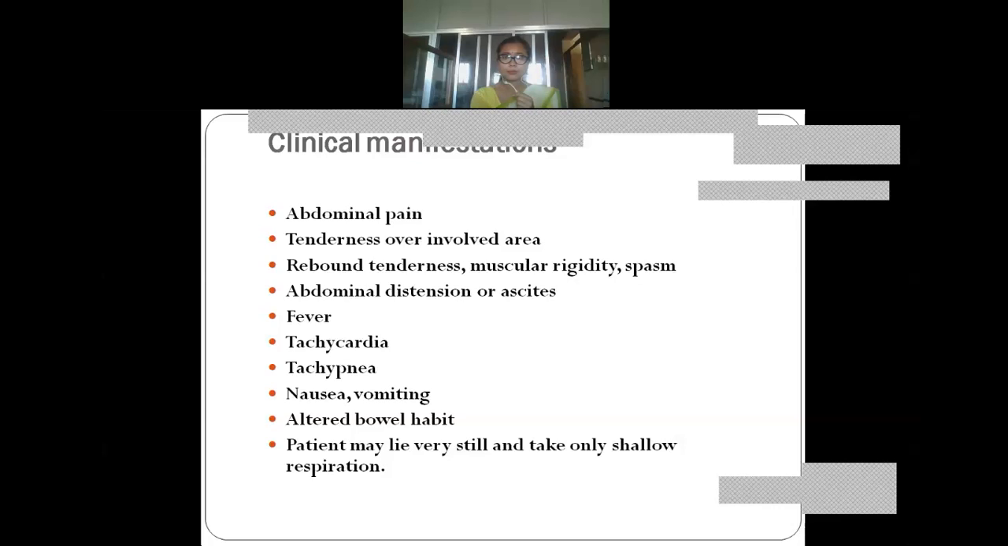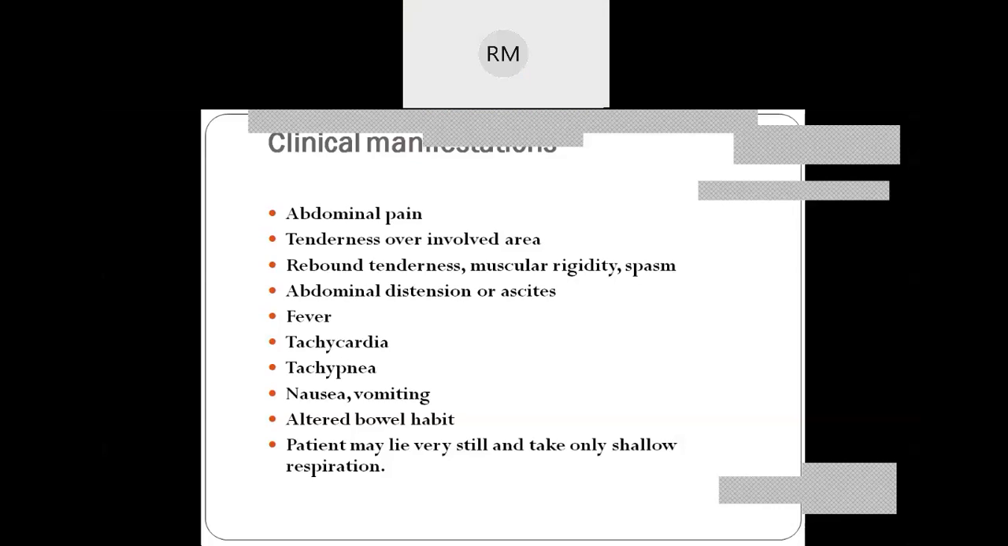Ma'am, the infected area, it becomes very soft and... Tenderness.